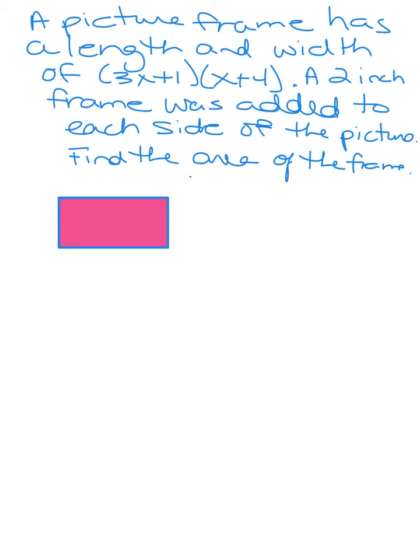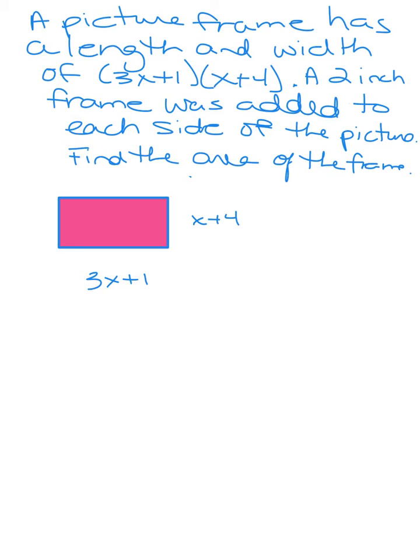Our next application problem says a picture frame has a length and a width of the quantities 3x plus 1 times the quantity of x plus 4. A 2-inch frame was added to each side of the picture. Find the area of the frame. So again, let's label this. So I have 3x plus 1 is here, and x plus 4. That's the area of the picture.